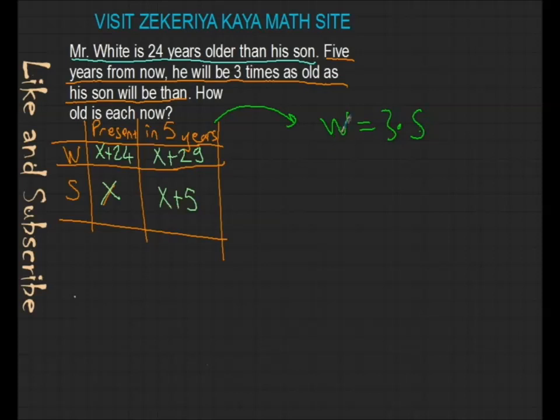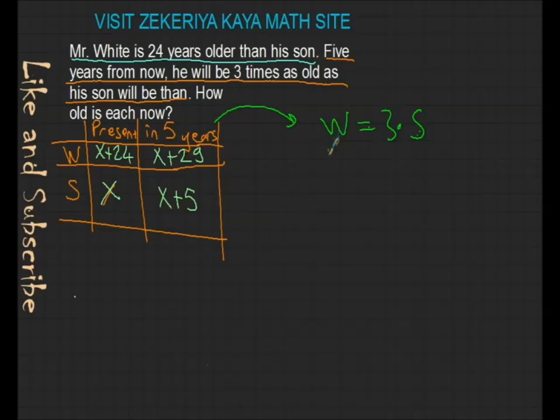White's age will be equal to 3 times his son's age. Did you understand how I get this equation? Follow the sentence. Okay. Now, this is about after 5 years. Now, I will use this algebraic expression which I completed in the table in this equation to get x.